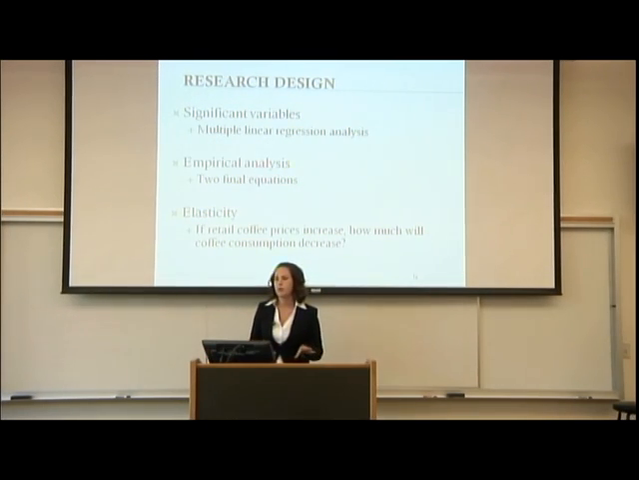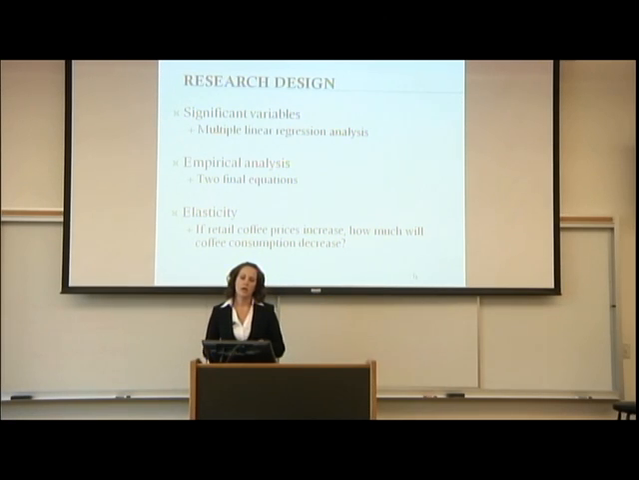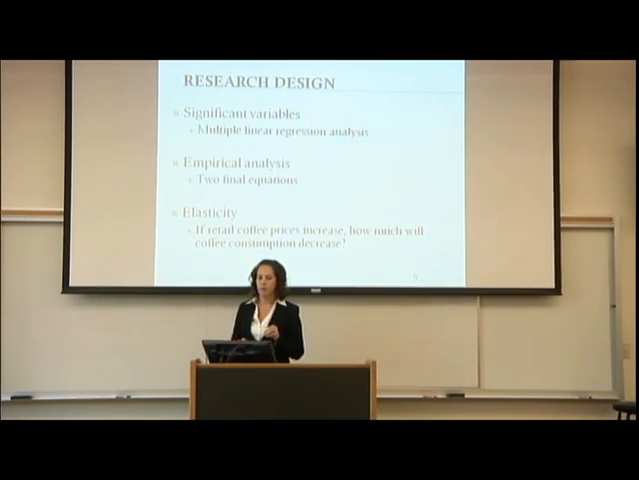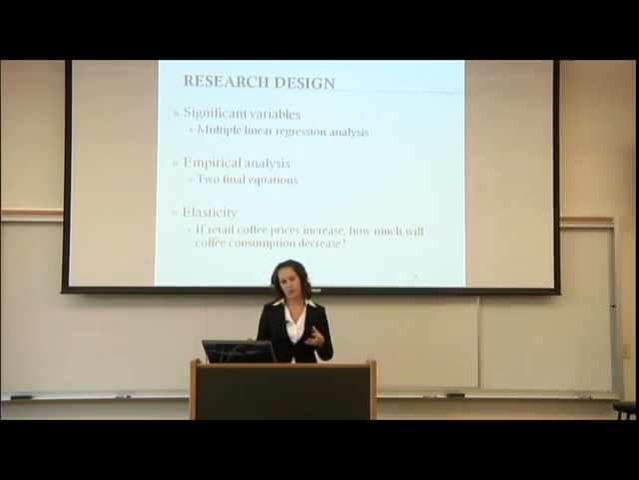After each variable was put through each one of those analyses, the significant variables that stuck out were put into a multiple linear regression analysis to see if there was further strength in the equation or how they correlated with each other. And then the results of that, there were 2 final equations. And between those 2 equations, we had to do an empirical analysis to see which one statistically was better.